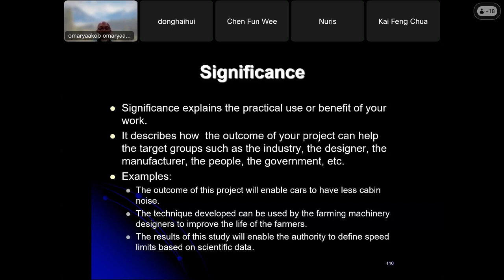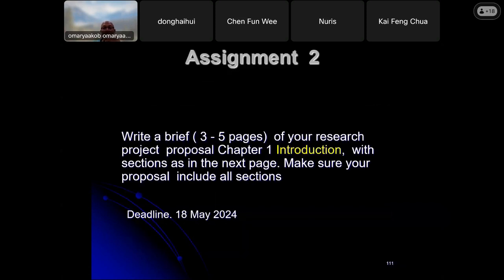For example, the outcome of the project will enable cars to have less cabin noise. The technique developed can be used by farming machinery designers to improve the life of farmers. The result of the study will enable authorities to define speed limits based on scientific data. So what the authority can use, what the industry can use, what the people can use, what the community can use, what the government can use, and so on. That is what we put in significance.